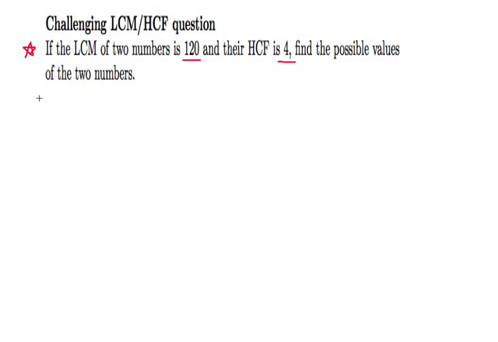So highest common factor is 4 means that the number x, for example, has the factor 4. So I'll just write maybe 2 times 2, and then y is also 2 times 2. They have to have this factor and then multiply by whatever, and their lowest common multiple must be 120.